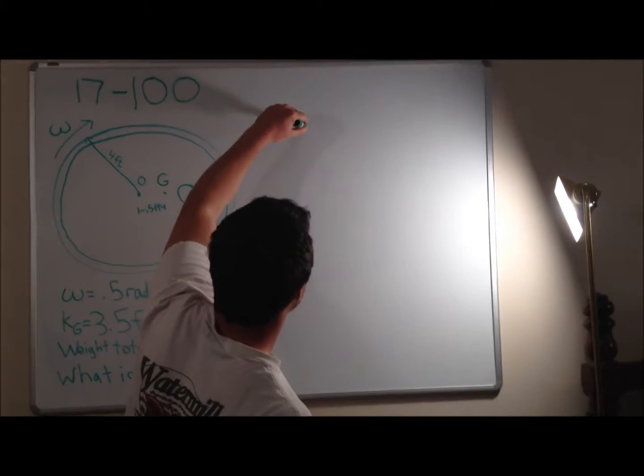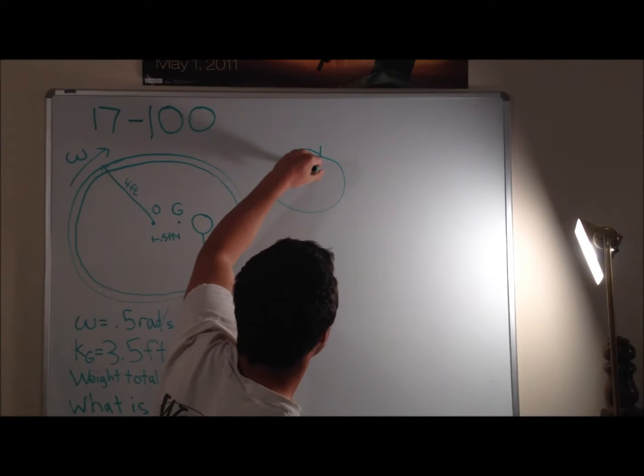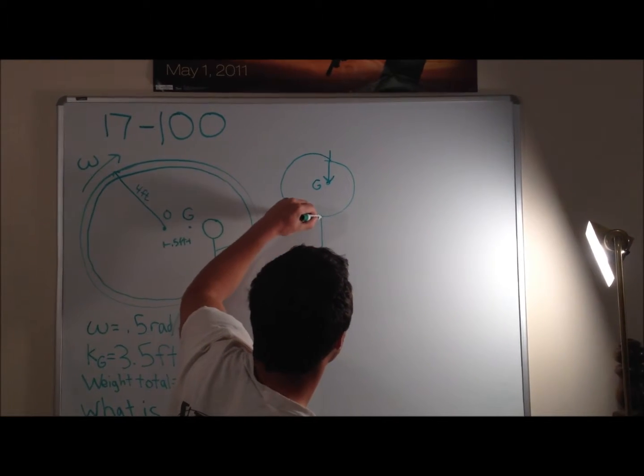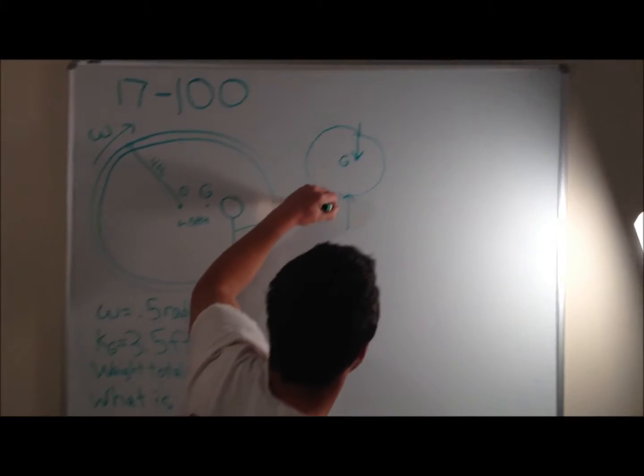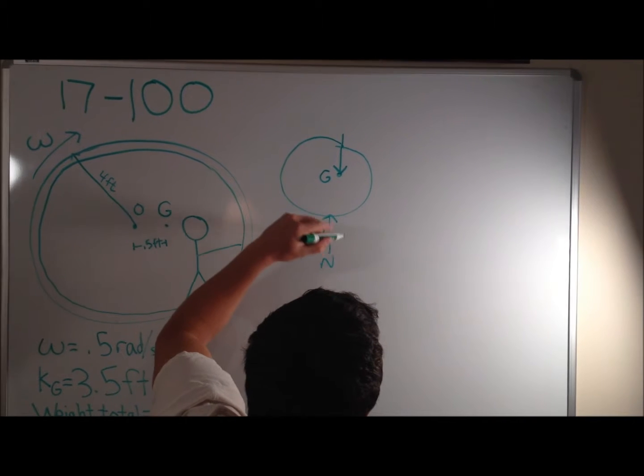Okay, so for the free body diagram, we have the center of gravity here at point G, and then we also have a normal force and a frictional force, and we'll call this point A.